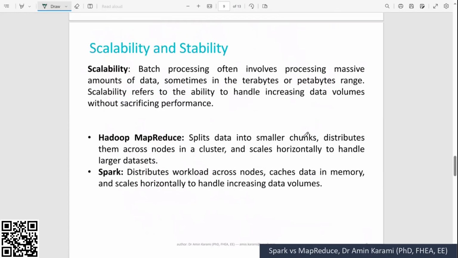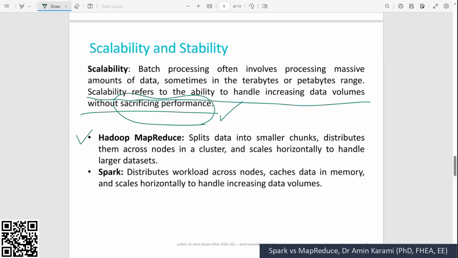Scalability means processing massive amounts of data like terabyte, petabyte, yottabyte, and in this case, scalability refers to the ability to handle increasing data volume without, this is important, sacrificing performance. So how does Hadoop provide scalability? Split data into smaller chunks, which means you make partitions of data, distribute these partitions across your cluster, and scale horizontally to handle larger data sets. Okay, this is how Hadoop takes it over.